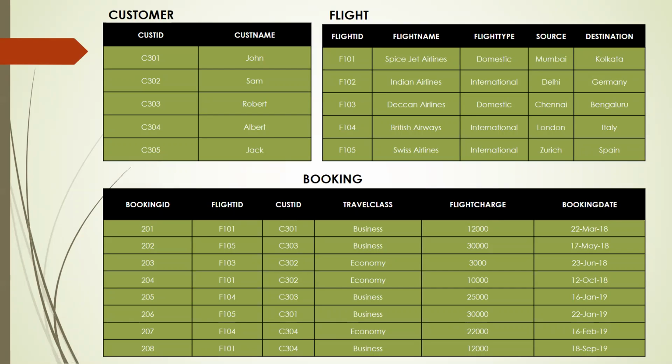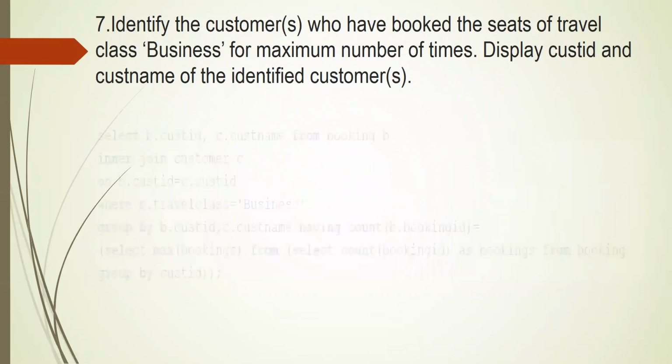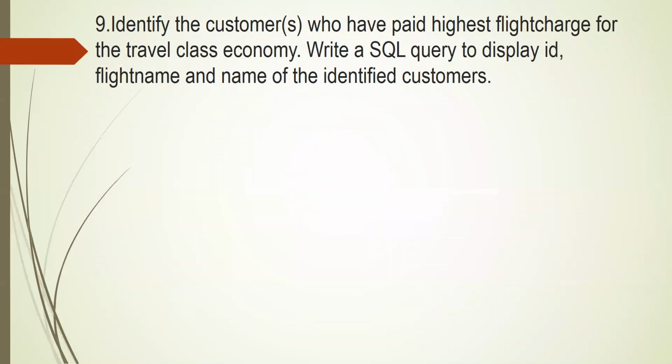So now go back to my question. Identify the customers who have paid the highest flight charge for travel class economy. So now I need to display. Okay, until now I am done. Now what I need to display? Display the ID, flight name, and name of the identified customers.